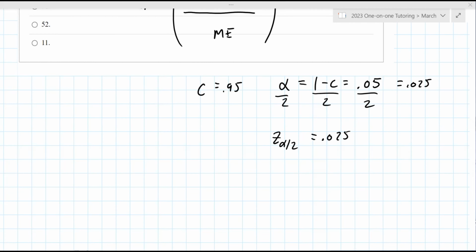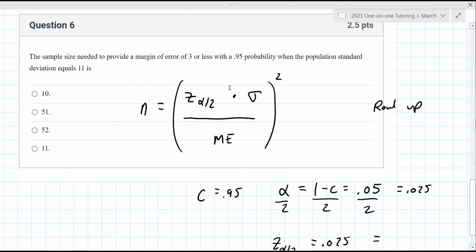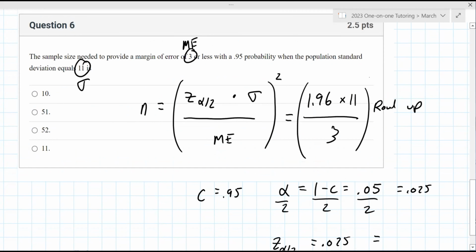So this ends up being 1.96. Okay, and so we need that value for this part of it right here. The margin of error is 3, and sigma is 11. So this is 1.96 times 11 divided by 3 squared, and then you round up. If you're trying to follow along there, you want to multiply first, then divide, then square, like that.